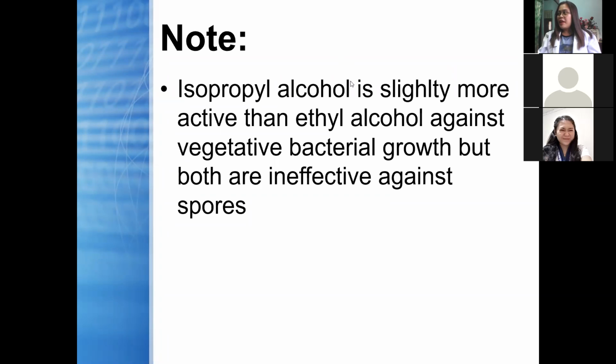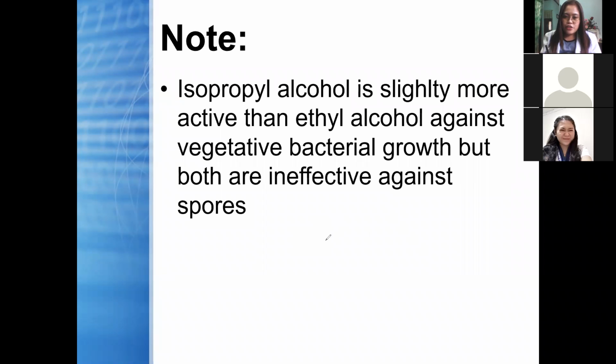But another board exam question class, kasi exception siya. Remember, isopropyl alcohol is a branched alcohol. However, it is slightly more active than ethyl alcohol against vegetative bacterial growth. Pero at the same time, ineffective gihapon si isopropyl alcohol when it comes to spores.